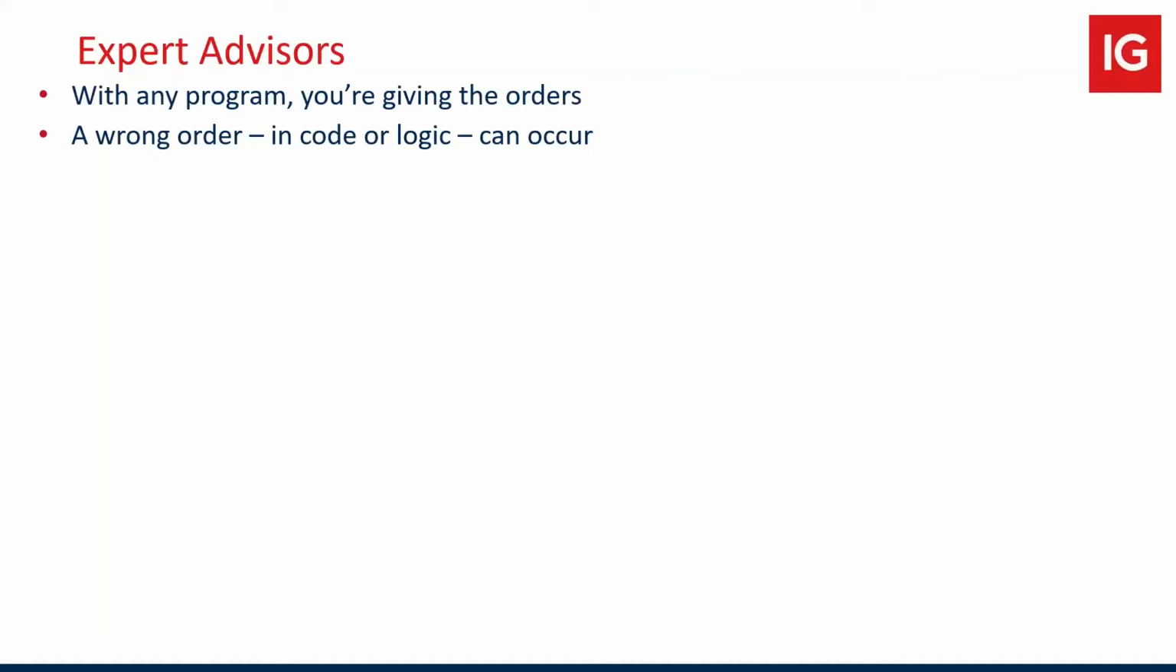But there can also be an error in the logic. For example, you say, I want you to buy whenever it crosses the 15-day moving average, but you've made a mistake in your logic where instead of buying whenever it crosses the 15-day moving average, it initiates a sell. So your code is fine, but your logic is wrong. That's the reason why a lot of times you need to double check your logic and run tests to make sure that what you wanted out of your program is actually what you end up getting.